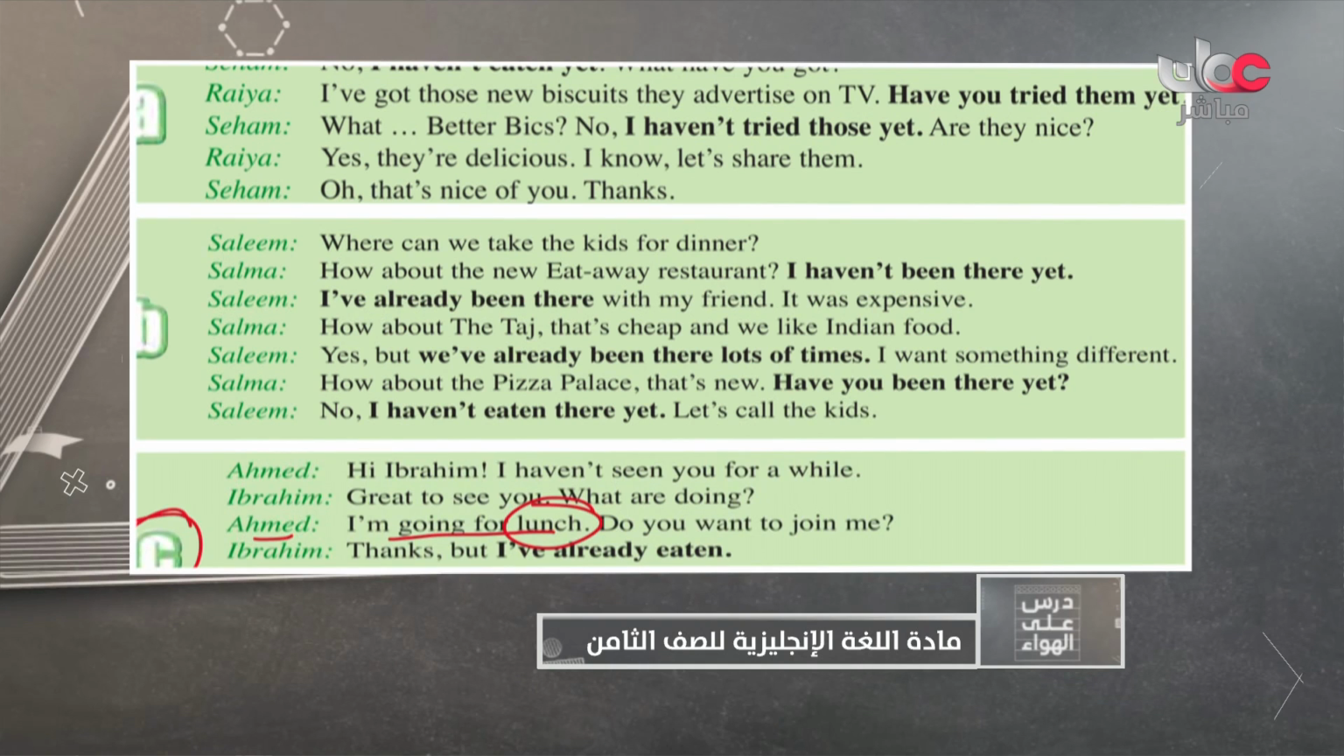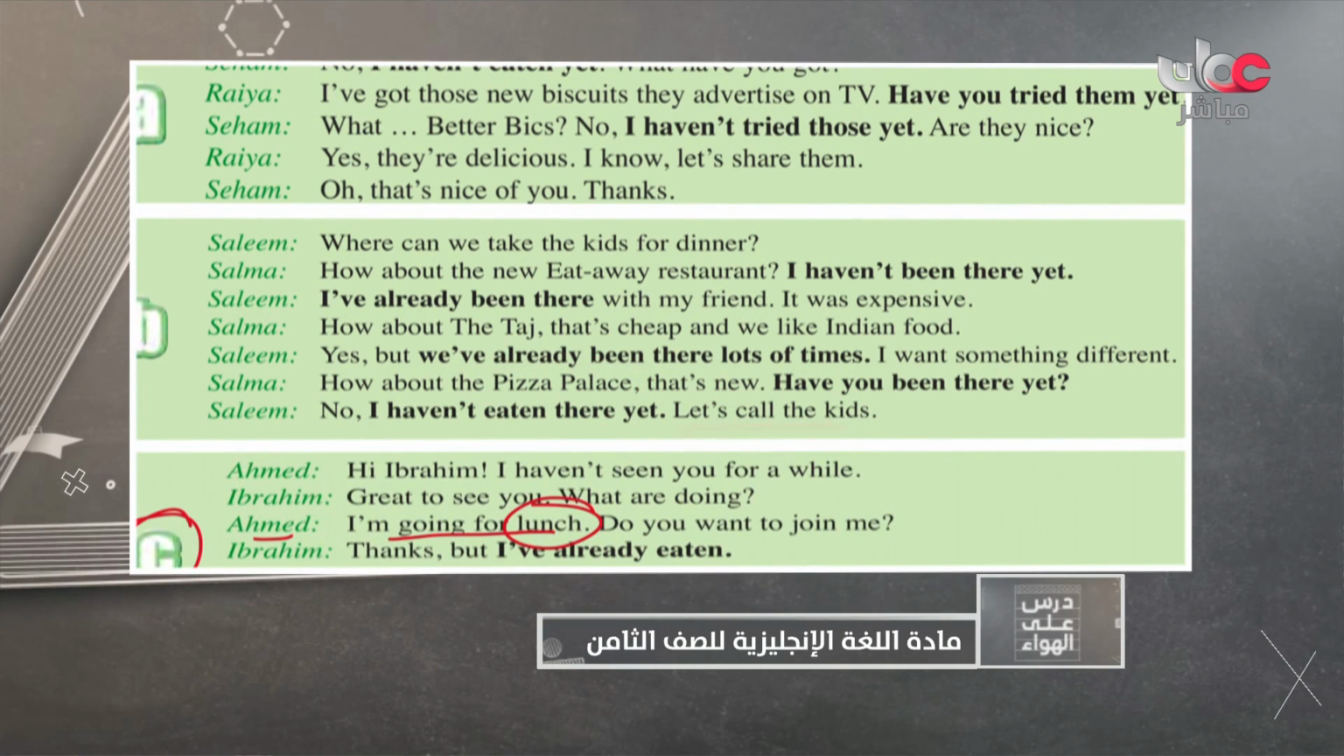Okay, not Taj Mahal, the Taj. That cheap and we like Indian food. Salim, but we have already been there. It means again they went to this restaurant. I want something different. How about the Pizza Palace? That's new. Okay, have you been there yet? No, I haven't eaten there yet.